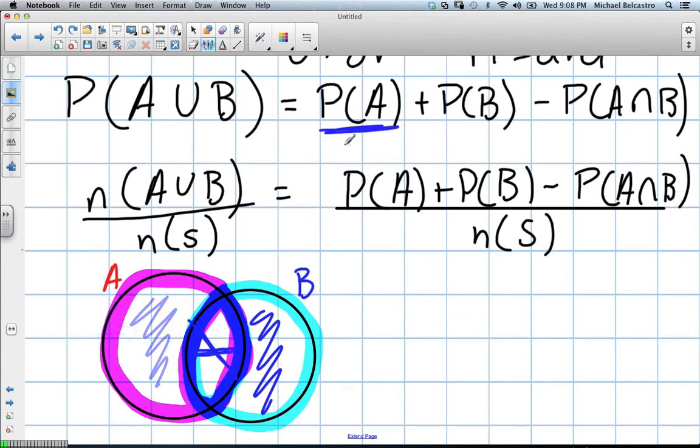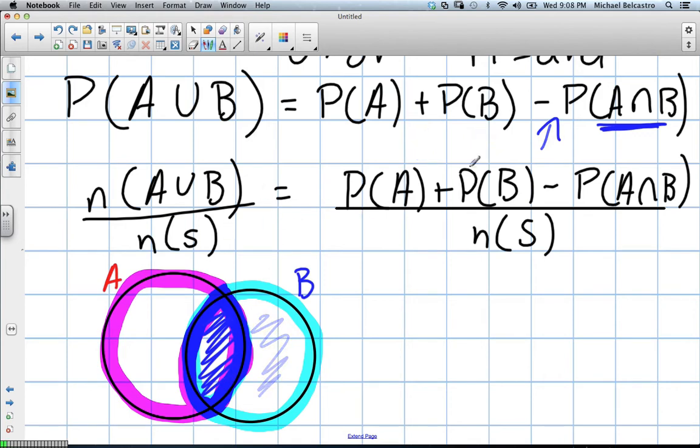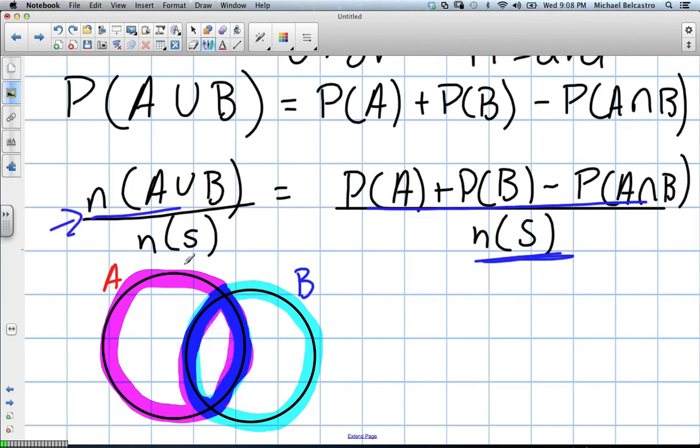So P of A is the probability of event A happening, so anything in here, plus the probability of event B happening, anything in here, subtracting the probability of both A and B happening. So essentially it's subtracting this overlap in the Venn diagram. That's the or idea, and then you can do vice versa to figure that out. And what we've done with probability is the exact same idea on top. All you're doing is dividing by the total number of actual outcomes of something.